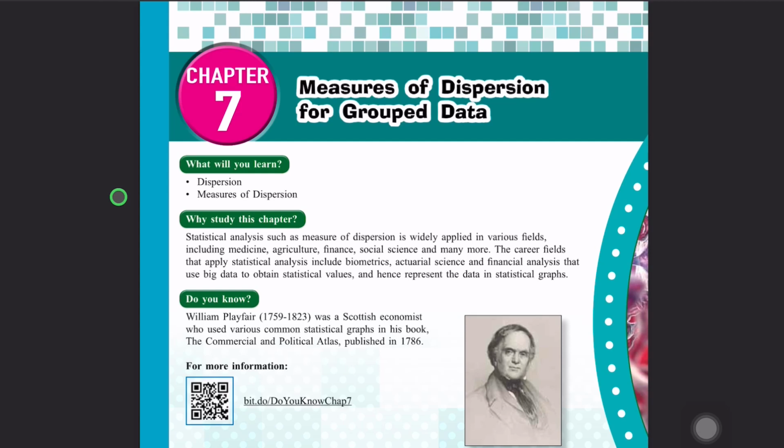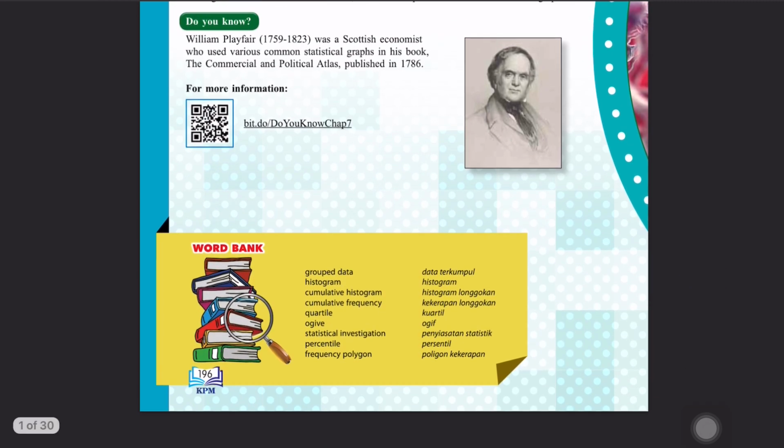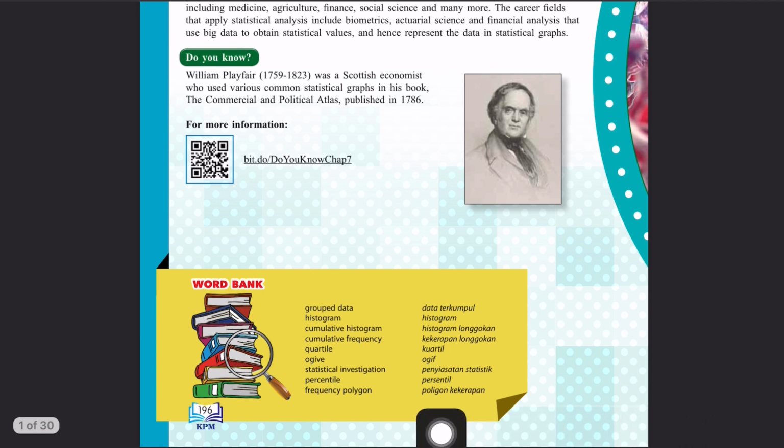Okay, Assalamualaikum. So today we're going to learn chapter 7, measures of dispersion for group data. Before this you have learned about ungrouped data, but for this chapter, we're going to learn about group data. Before that, there are certain word bank terms that you need to be familiar with. I hope you can read this before we proceed.